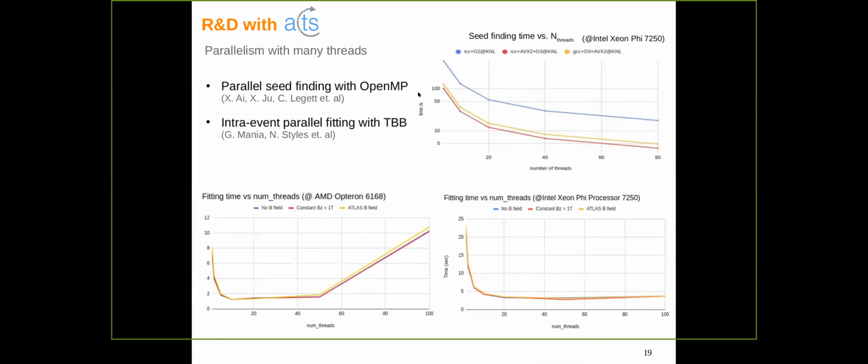So here, for example, this is the seed finder parallelized over different geometry grids, and this is the fitting parallelized over different tracks. So as you can see, with the increase of the number of threads, we can see some speed up of either the seeding or the fitting, but this is very limited by the hardware.